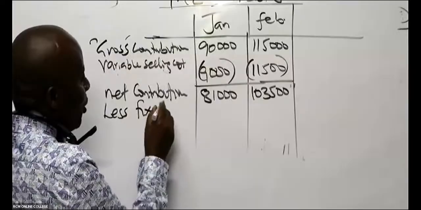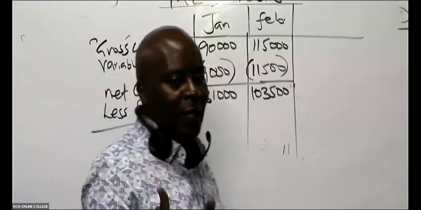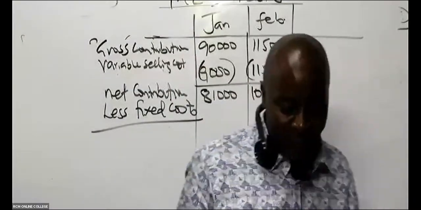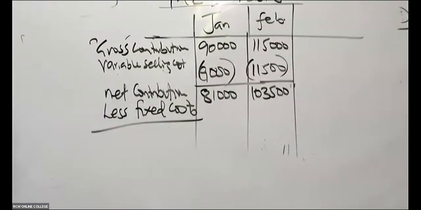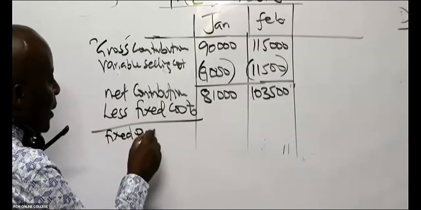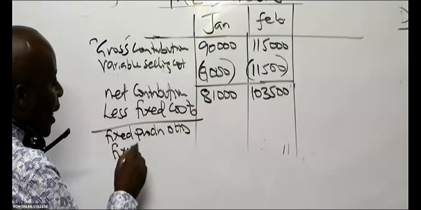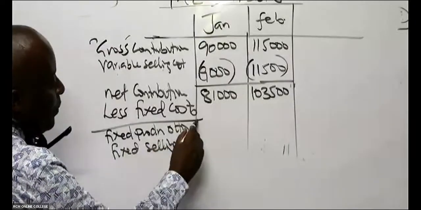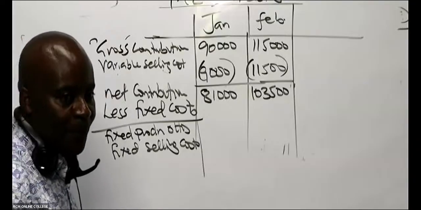And they are normally two, most of the times. Because you see now, all along, we haven't captured fixed costs. So we have two in this case. We have fixed production overheads, and then we have fixed selling costs. Those two.